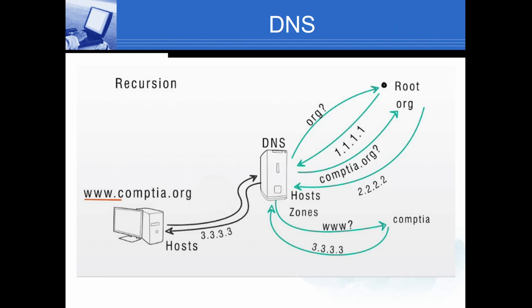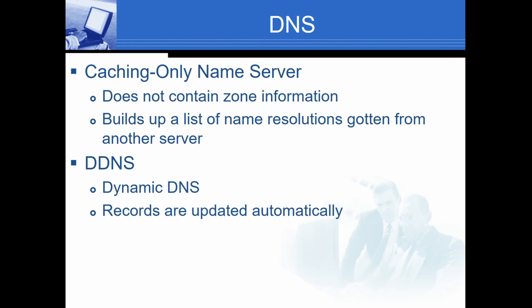So you can see here, it's going to go all the way up to the root, and the root's going to say, well, here's org, and then org's going to say, well, here's this, and here's the authoritative server, until it gets to the authoritative server for CompTIA. Obviously, one of the org servers cannot list every single domain that has an org. It'll be just too much. So it's broken down. That's why you keep going until you get to the regional area that handles that.